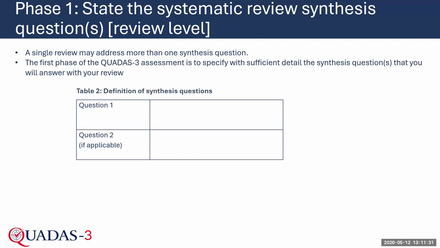So the first phase of QUADAS 3 is to state the systematic review synthesis question. So if you've used QUADAS 2, you'll be familiar with it. The first phase there is to define the review question. So by synthesis question, we mean each question that a specific synthesis in your review is going to address. So a single review might address more than one synthesis question. And so the first phase is to specify these with sufficient detail.